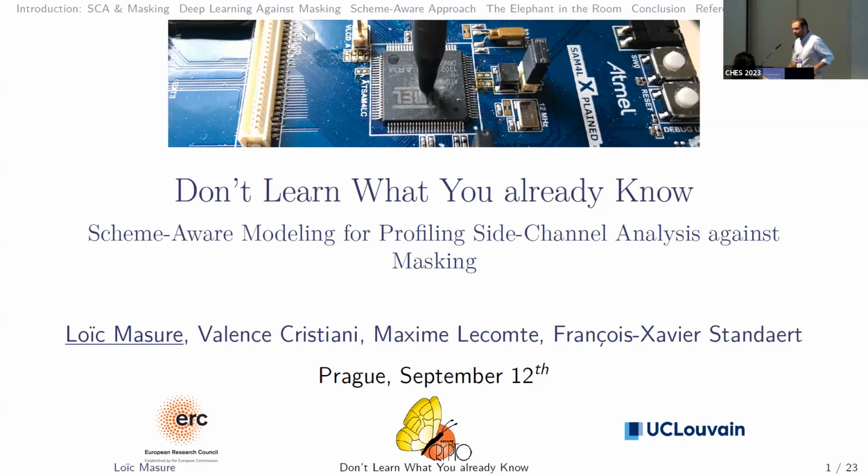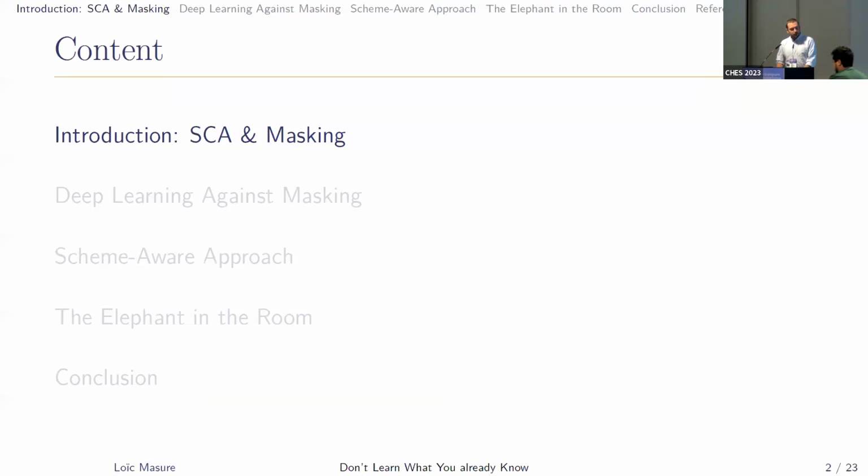Thanks, Eleonora, for the introduction. So this is a joint work with Valence and Maxime from CEA. Valence is now in Ninja Lab. And this is also a joint work with François-Xavier Standard from UCL Crypto Group. Okay, so a bit of context about side channel and machine learning and masking.